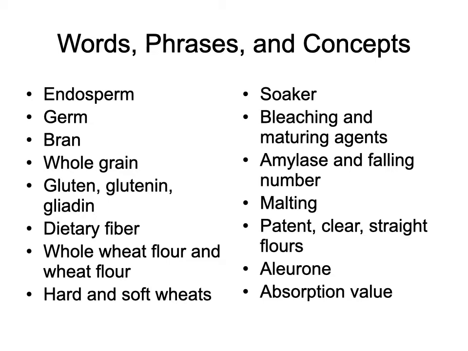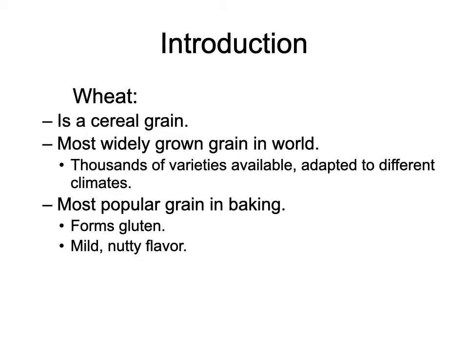How wheat is then processed. We're going to go through the processing of wheat and what the bleaching and maturing agents do. A bit about enzymes. Enzymes are naturally occurring, but we'll talk about what types of enzymes are in wheat. And these terms down at the bottom here, aleurone and falling number, really refer to the enzyme activity. And then different types of flours. So let's get into it.